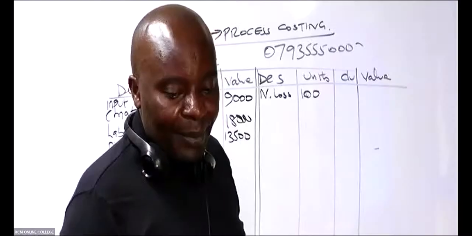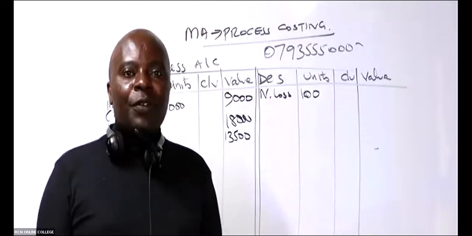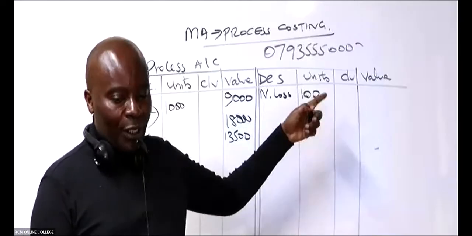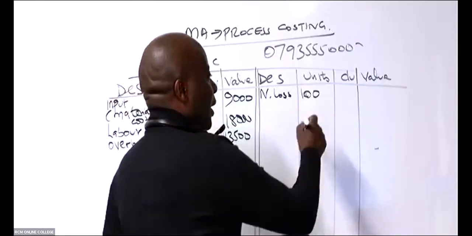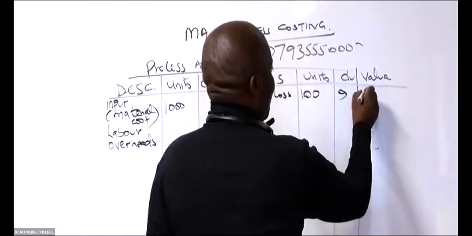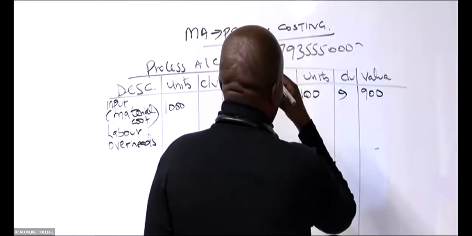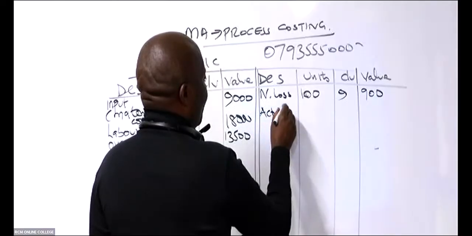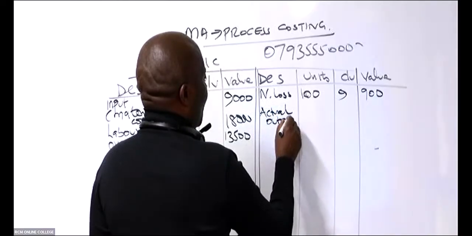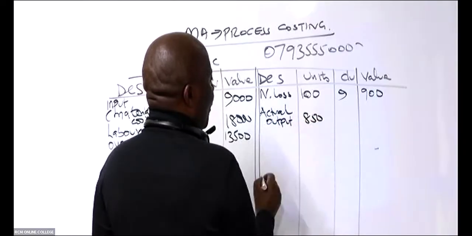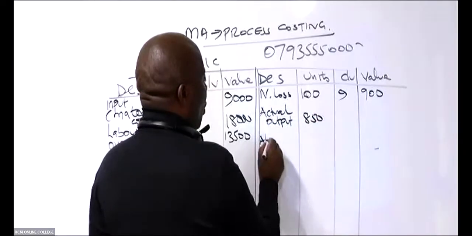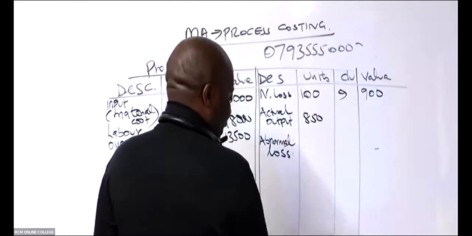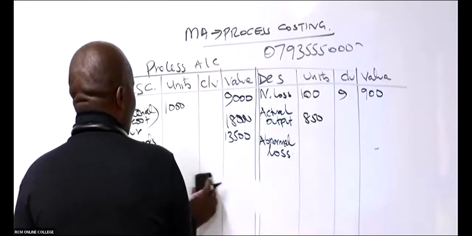And remember, at times the scrap value is not given. If the scrap value is not given, you should always multiply whatever quantity you have here by 0. But now here we have a scrap value of 9, which gives us 900. Ladies and gentlemen, apart from that, we have the actual output, which is 850. And then we have what we are calling abnormal loss.